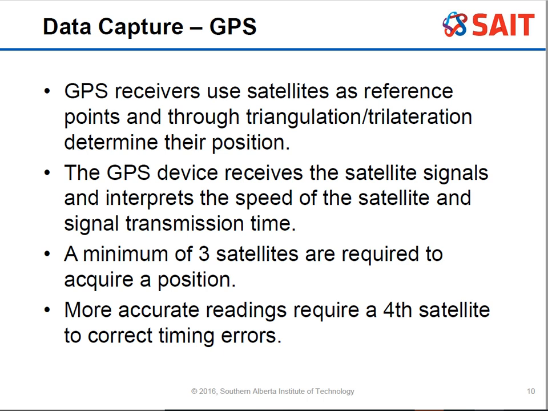You really need a fourth satellite. It says a minimum of 3. Sure, you can use a minimum of 3 to get X, Y, and Z, but you really need that fourth satellite in order to correct the timing errors, because even a 1 second error is like a 3,000 kilometer error on the ground. So if you don't have that fourth satellite, you're only really accurate within 3,000 kilometers. So you really need that fourth satellite.